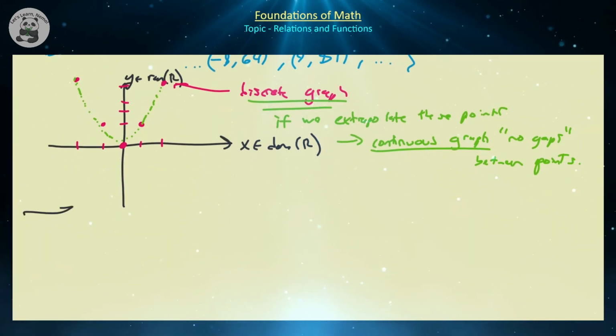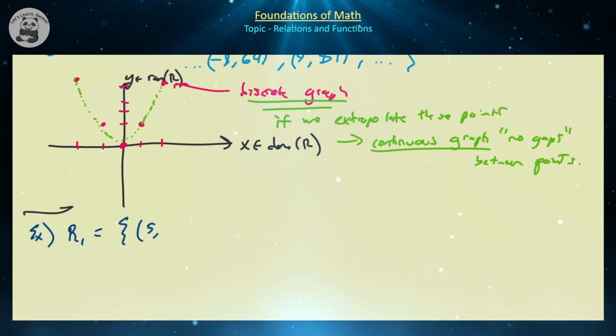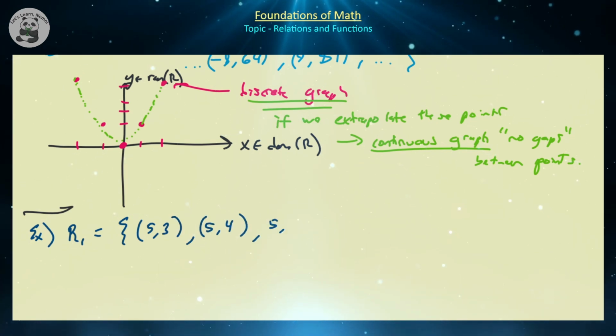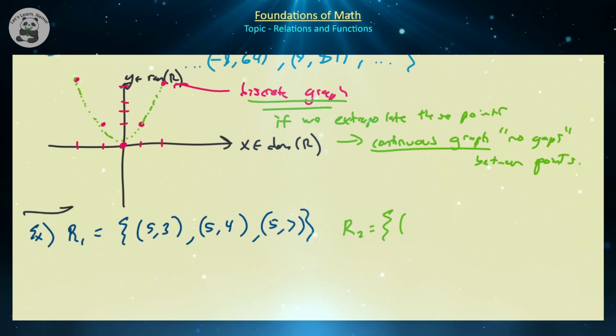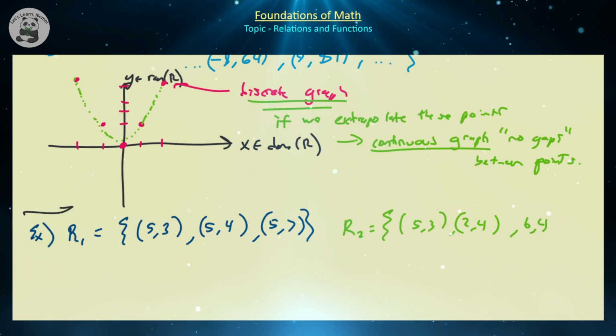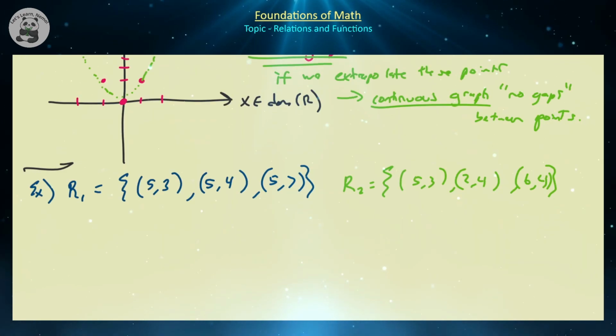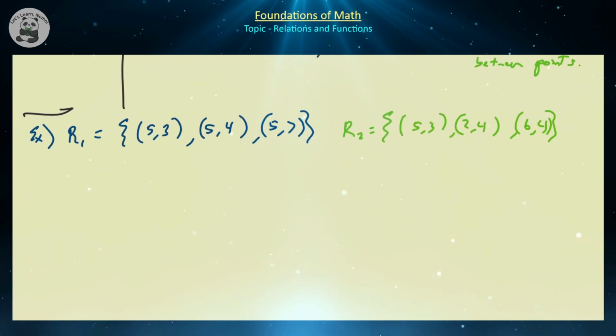So let's look at a discrete representation of a relation again, just to make sure we understand this. Let's assume we define, for example, R1 to be the relation given by (5, 3), (5, 3), (5, 4), (5, 7). And let's define another relation. Let's call it, for example, R2. Let's assume that this is going to be equal to (5, 3), (2, 4), and (6, 4). So for these two relations, you should be able to tell me quite a few things.